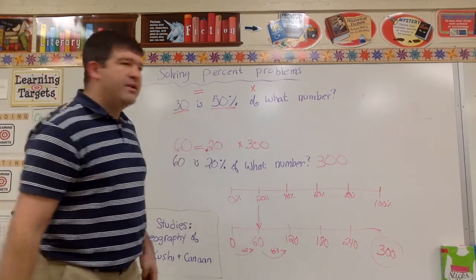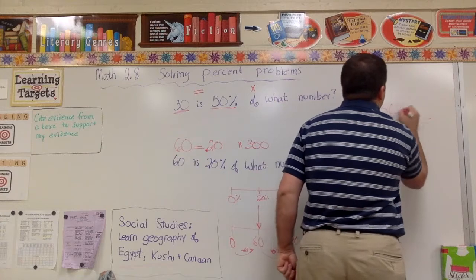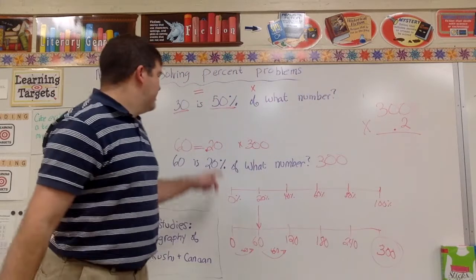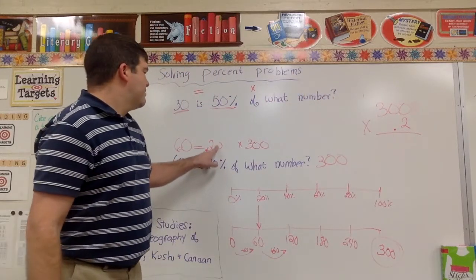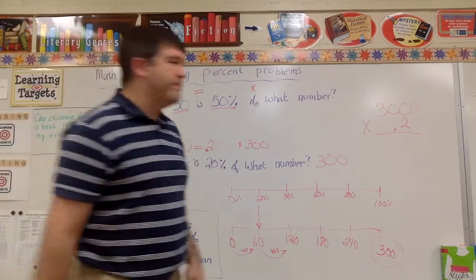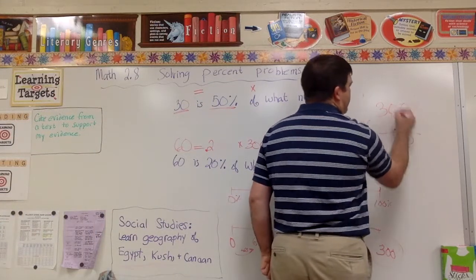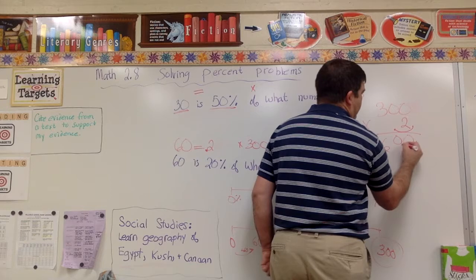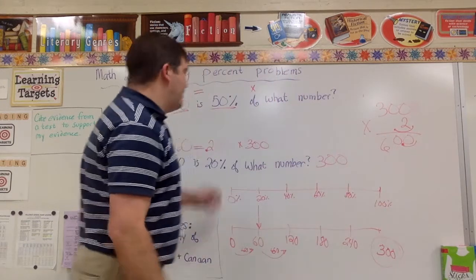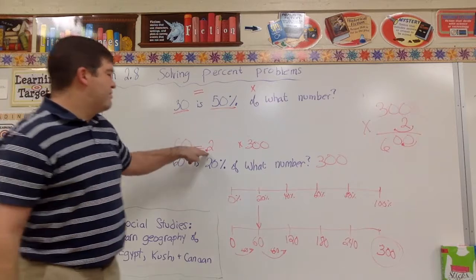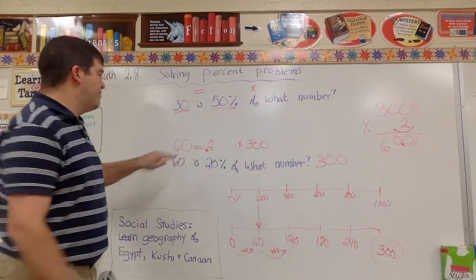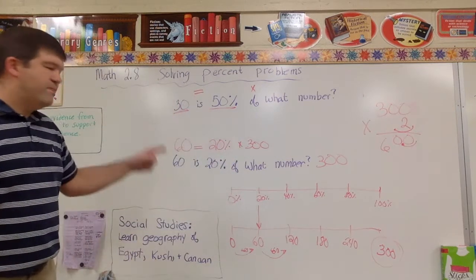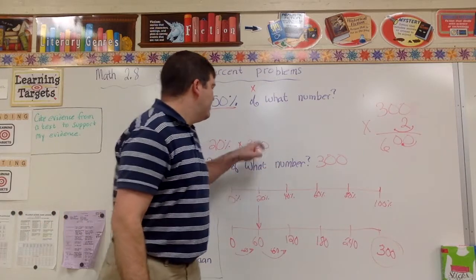Okay. 0.20 times 300. Let's do it. 300 times point, and I actually only need 0.2. The 0 can roll off. It's 20% still, but it's just 0.2. 2 times 0 is 0. 0. 2 times 3 is 6. Come out 1, go in 1. My answer here is 60, which is what I have here. So 0.2 times 300 equals 60. 0.2 is also the same as 20%. So 60 is 20% of 300.